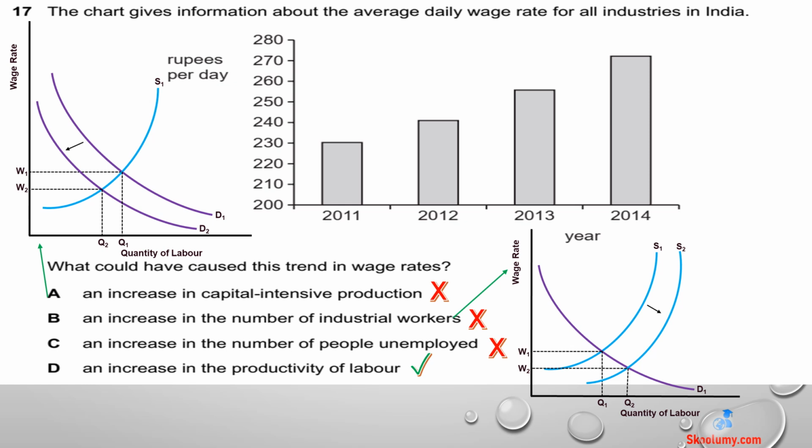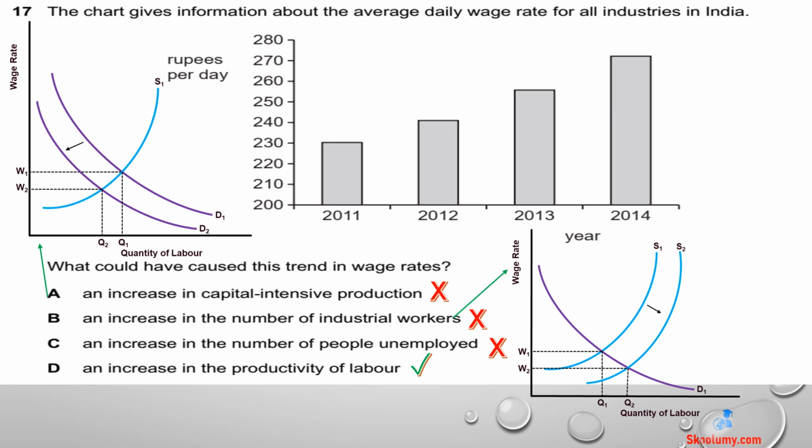A is wrong because an increase in capital-intensive production means more machines are used to replace workers. The wage rate falls if the demand for labor falls. This is shown on the graph on the left. Demand for labor shifts leftwards, causing a fall in wage rate from W1 to W2.